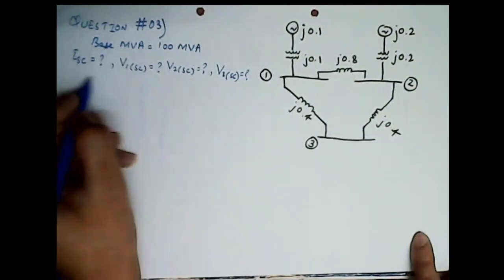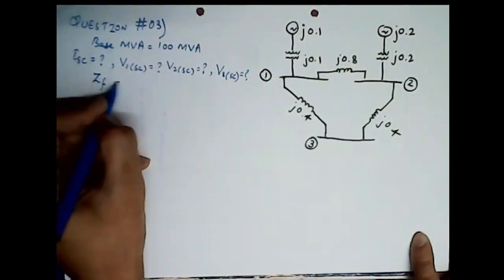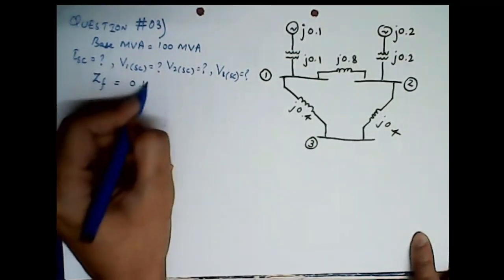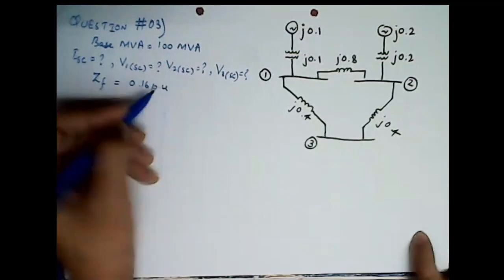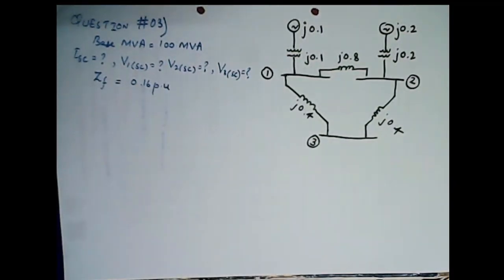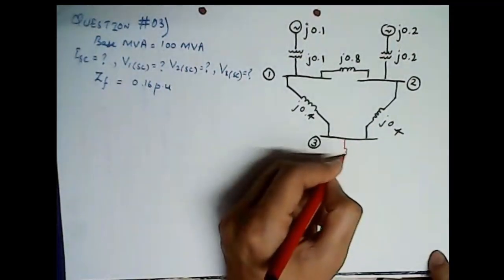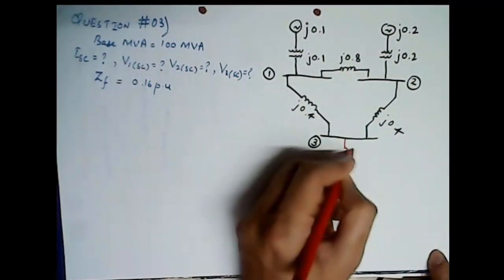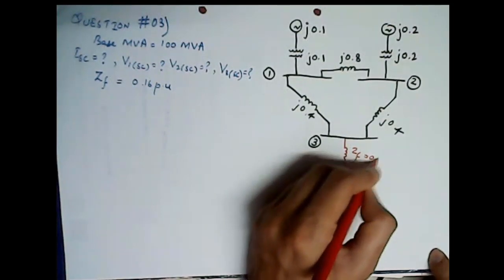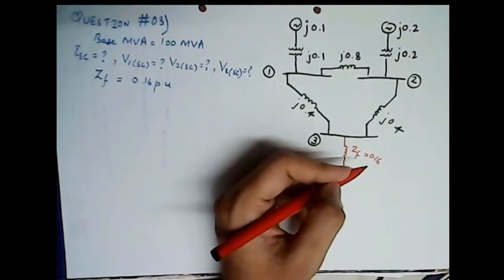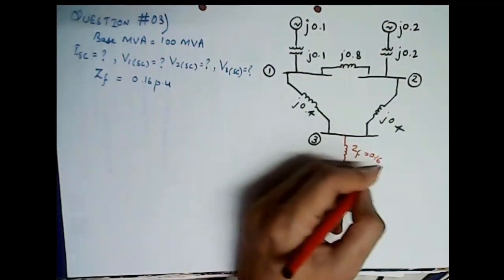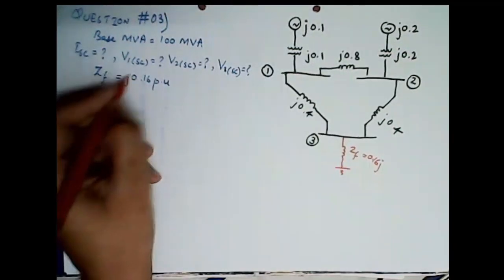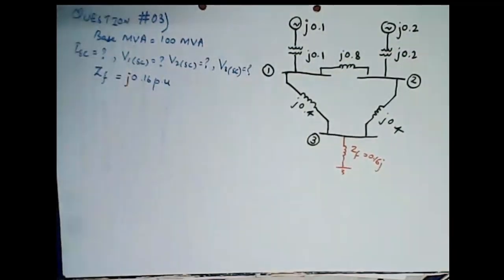And here the difference is that we are given a fault impedance of 0.16, fault impedance, right? And the fault is at this point. So basically this is ZF equals j0.16, and this fault has occurred at bus 3.